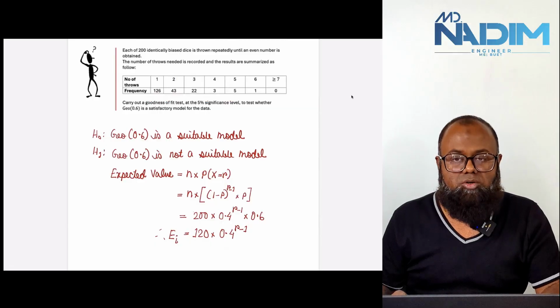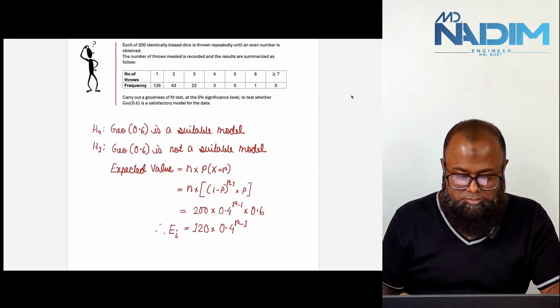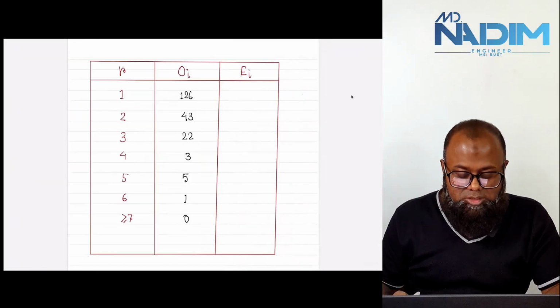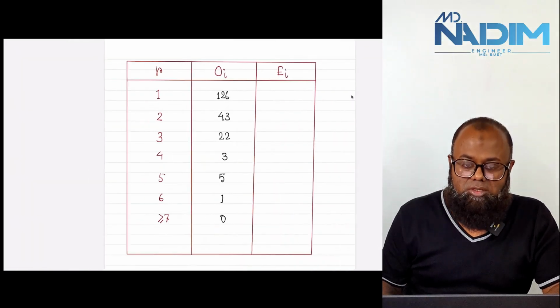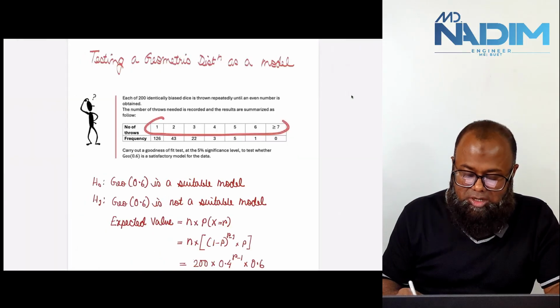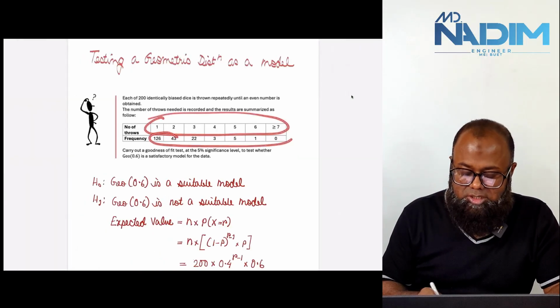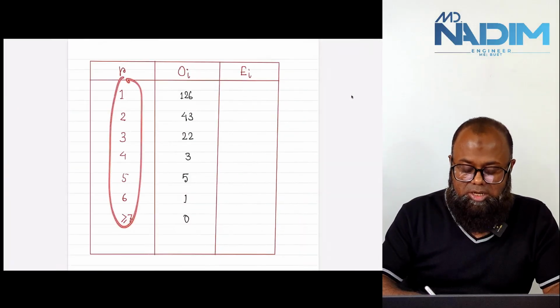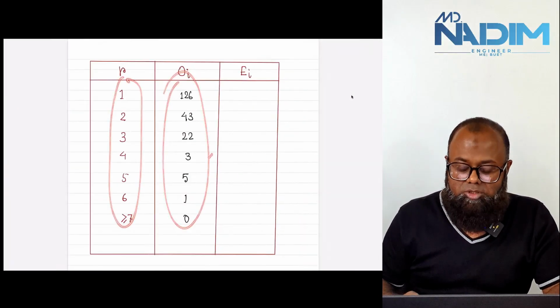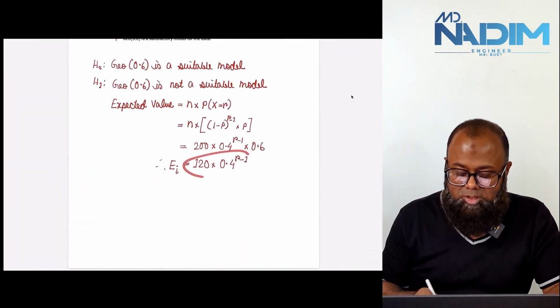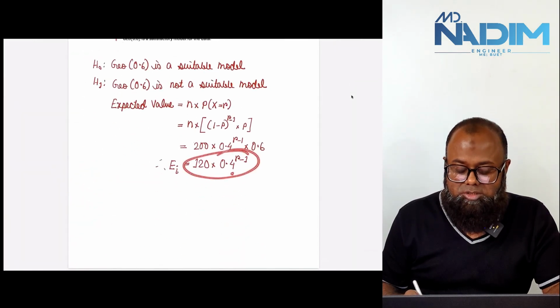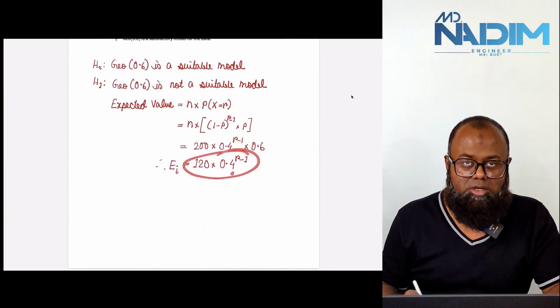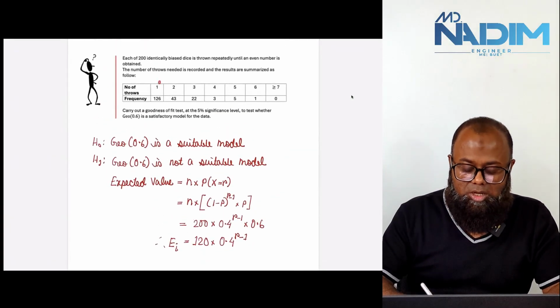Now, let us go to construct the table. This is the table. I have written all the values of r and all the values of frequencies, that means the observed values, Oi. So, these are the r and these are the Oi. Now, you will write down this formula in your calculator: 120 into 0.4 to the power r minus 1. Then calc 1, calc 2, calc 3, calc 4.